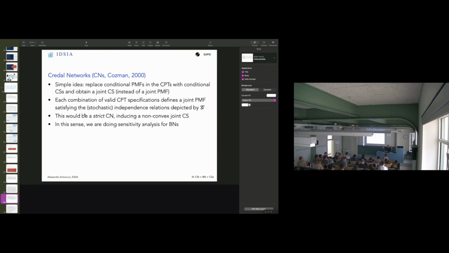Now we have all the ingredients. We have Bayesian networks. We have the conditional probability tables of Bayesian networks, and these are made of probability mass functions. We replace the probability mass functions with credal sets. That's it, somehow.